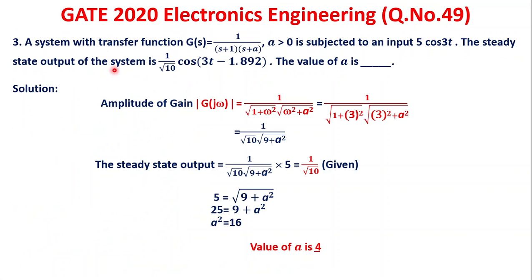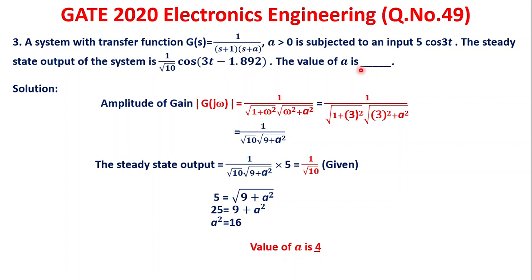Next problem. It is taken from GATE 2020 Electronics Engineering, question number 49. A system with the transfer function G of s equals 1 by (s plus 1)(s plus a), a greater than 0, is subjected to an input 5 cos 3t. The steady state output of the system is 1 by root 10 cos of (3t minus 1.892). The value of a is dash. So they have given the input, they have given the output, but a is not given.